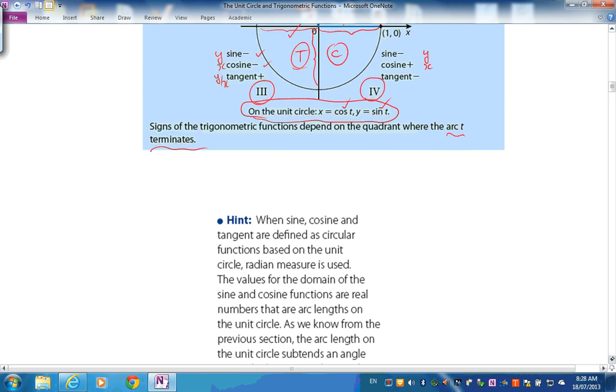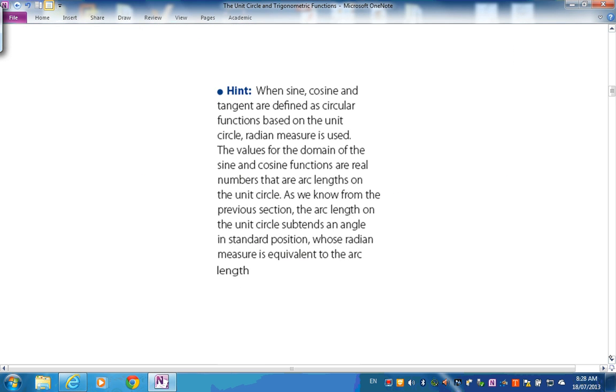Let's go down and have a look at some hints here. When sine, cos and tan are defined as circular functions based on the circle, we usually use radian measure. You don't have to though, right? Do you remember? You've got to be flexible. I just did this right up there with my circle. I said you could have 30, and it's still circular functions, because if you make that 30, it's equivalent to the angle of 150, and that's the notion of circular functions, not just radian measure.